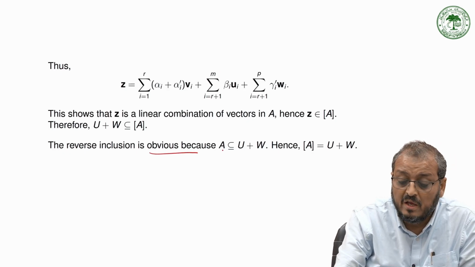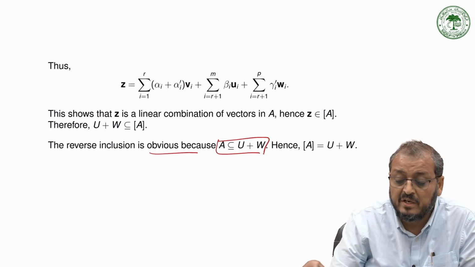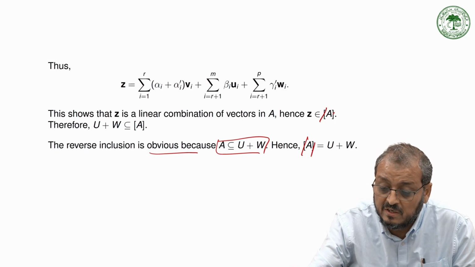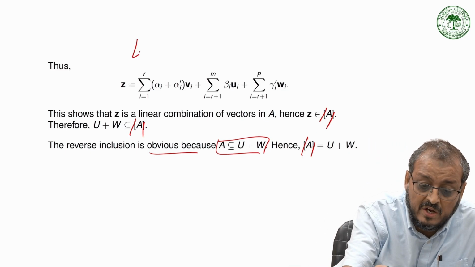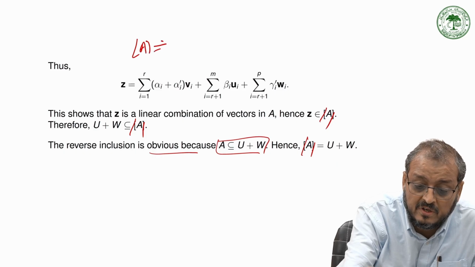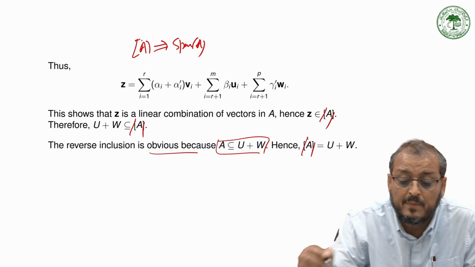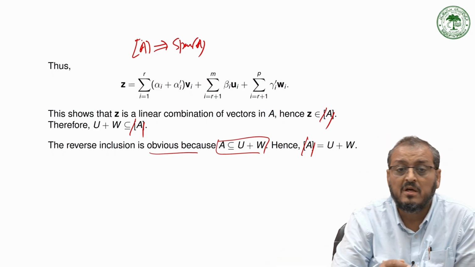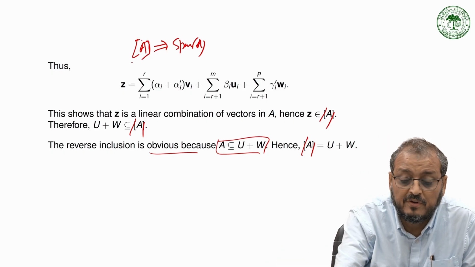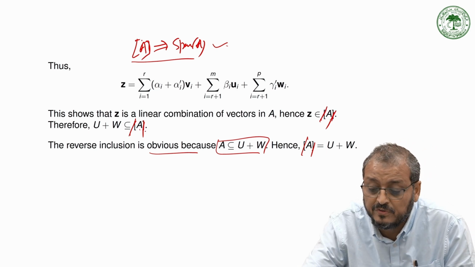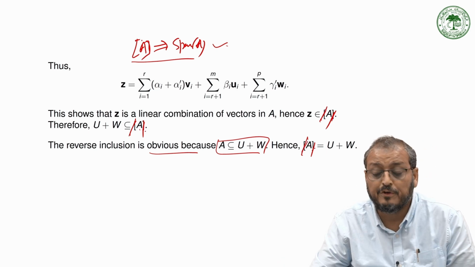Why? Because if we have A contained in U plus W, then using the span, this is simply equal to the span of A. Some notation uses a square bracket for the span of A, but I am just saying that in place of the square bracket we have the span of A.